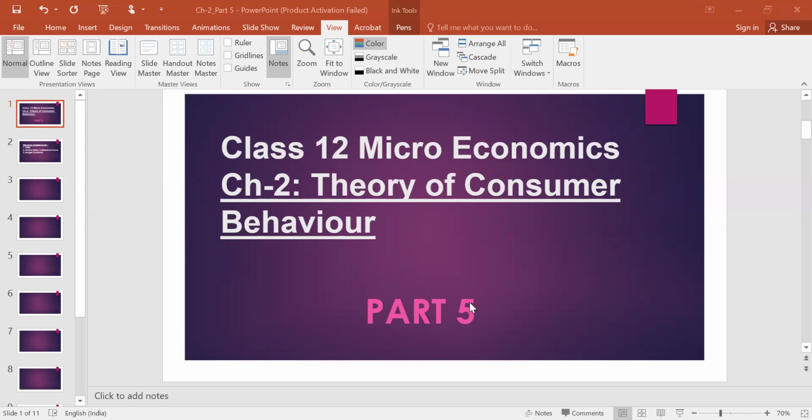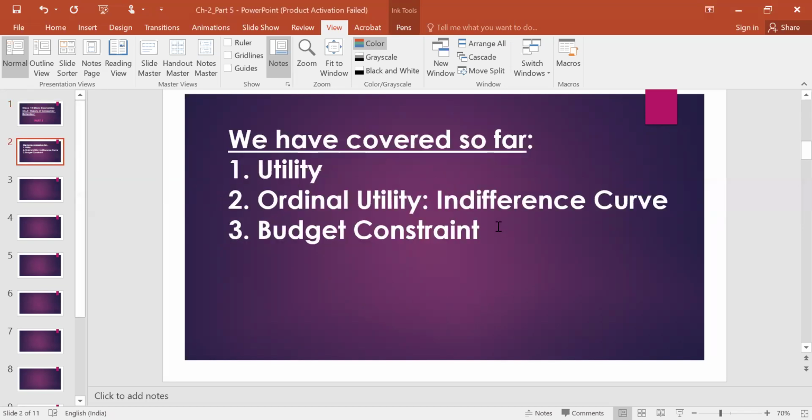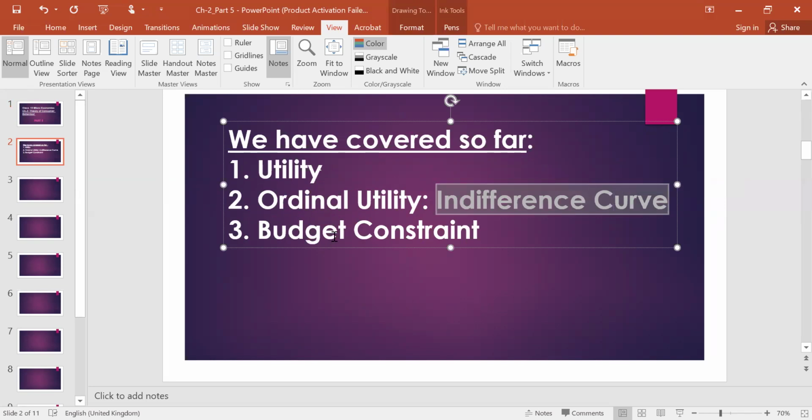So far we have discussed utility. We have discussed consumer preferences, which are reflected by the indifference curve, right? On the other hand, we also discussed the budget constraint, which reflects the consumption bundles which the consumer can afford given his or her income and the prices of the goods and services.